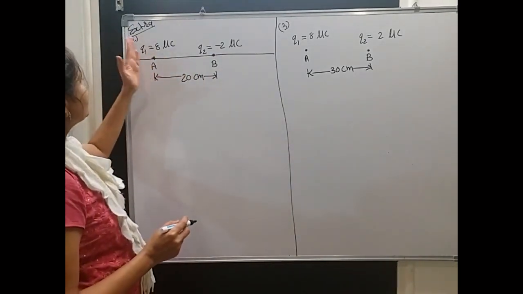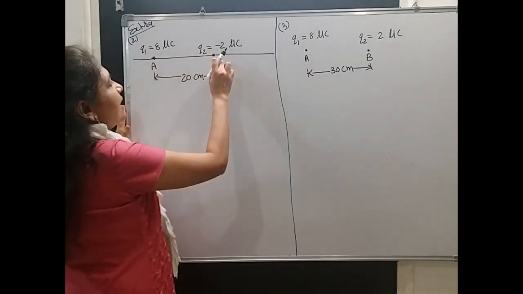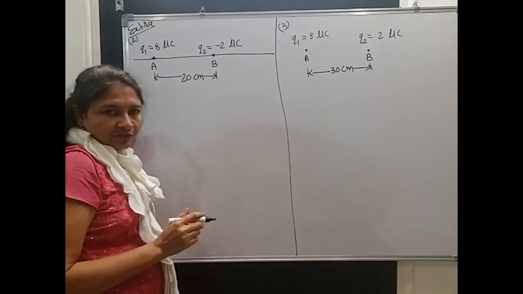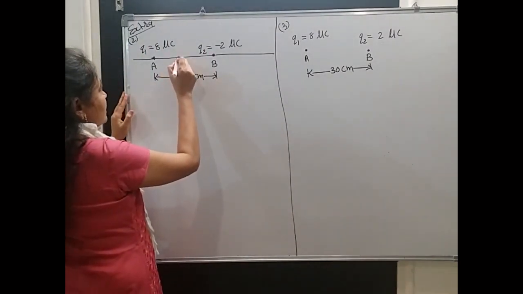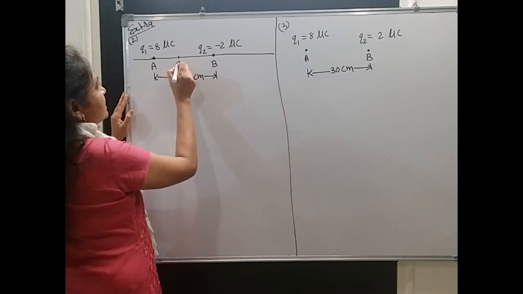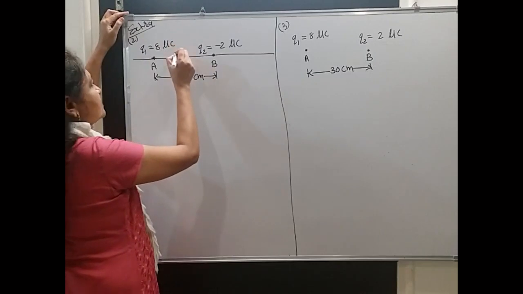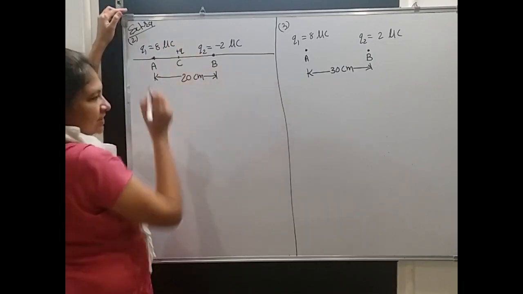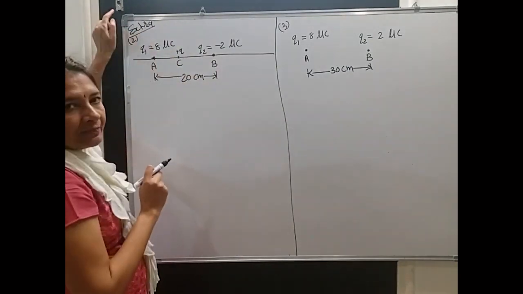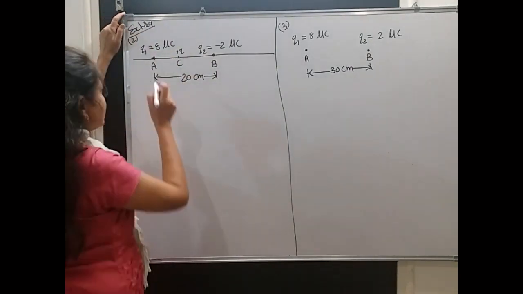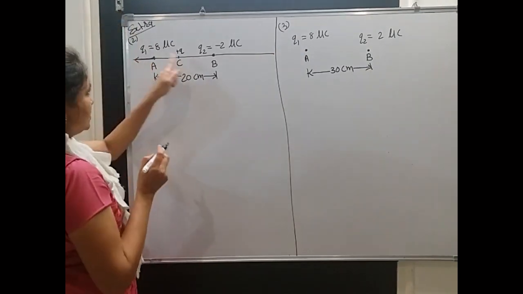We can put the charge on the left side of A, I can put the charge between A and B, and I can put the charge towards the right side of B. Okay, let us check. If I put a third charge here, let us say this is the location point C, and I am keeping, suppose, plus Q charge here. So now Q1 is positive, this is also positive. What will happen? There will be force of repulsion.